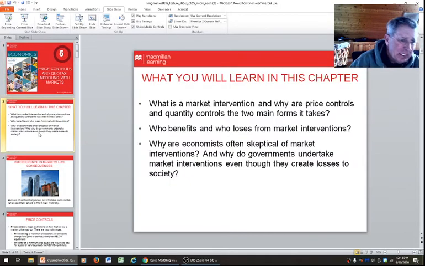what are you going to learn? What's a market intervention, and why are price controls and quantity controls the two main forms it takes? Who benefits and who loses? Why are economists skeptical, and why do governments undertake them? Okay.